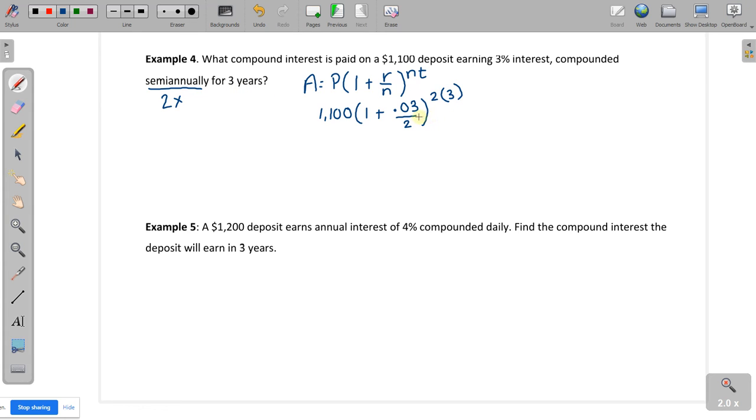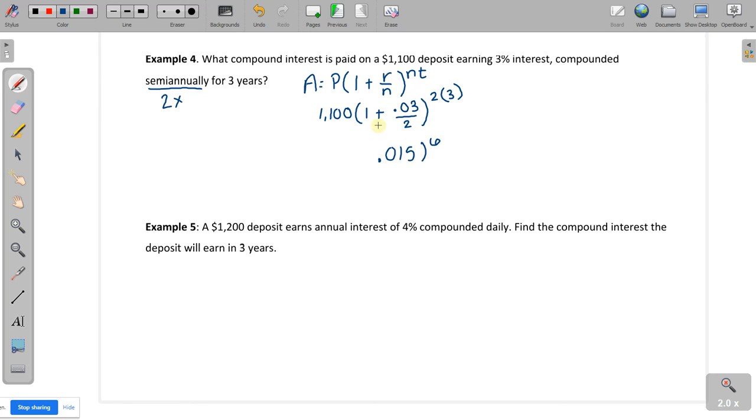Now we need to calculate this. Please make sure you're doing it in the same steps I am, so when you type this on your calculator in one step, you do not enter it incorrectly. So start with your exponent. 2 times 3 gives you 6. So we're going to raise it to the 6th power. Now we're going to calculate 0.03 divided by 2.